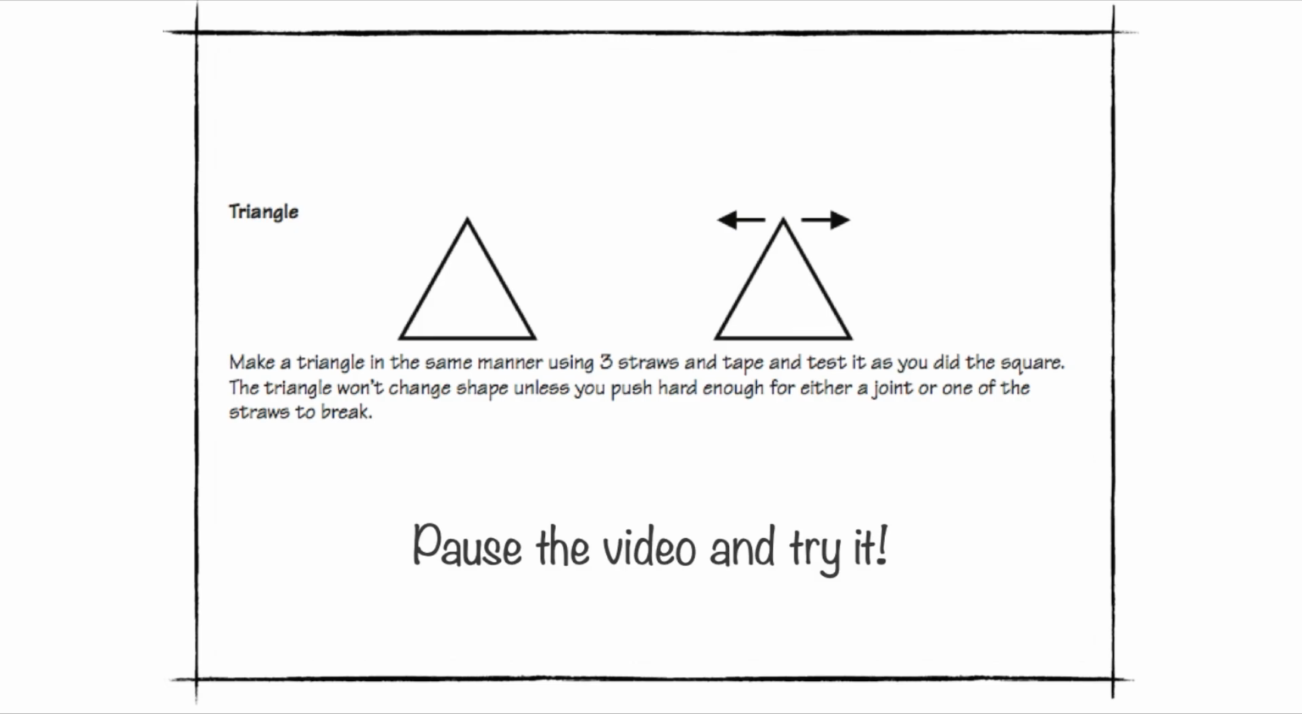If we make a triangle in the same manner using 3 straws and test it as we did the square, the triangle won't change shape unless you push hard enough for either a joint or one of the straws to break.